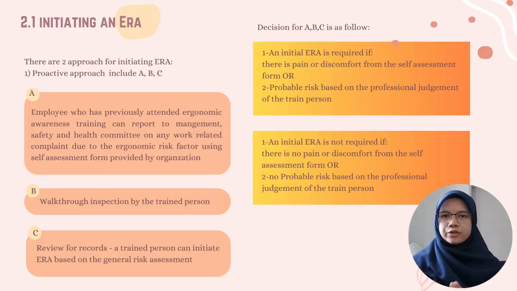There are two approaches for initiating ERA. The first approach is the proactive approach, which includes A, B, and C. A. An employee who has previously attended ergonomic awareness training can report to the management, safety and health committee any work-related complaint due to the ergonomic risk factor using self-assessment. B. Walk-through inspection by the trained person. And C. Review of records. A trained person can initiate an ERA based on the general risk assessment. An initial ERA is required if there is pain or discomfort or probable risk based on the professional judgment of the trained person. If those two conditions do not occur, the initial ERA is not required.